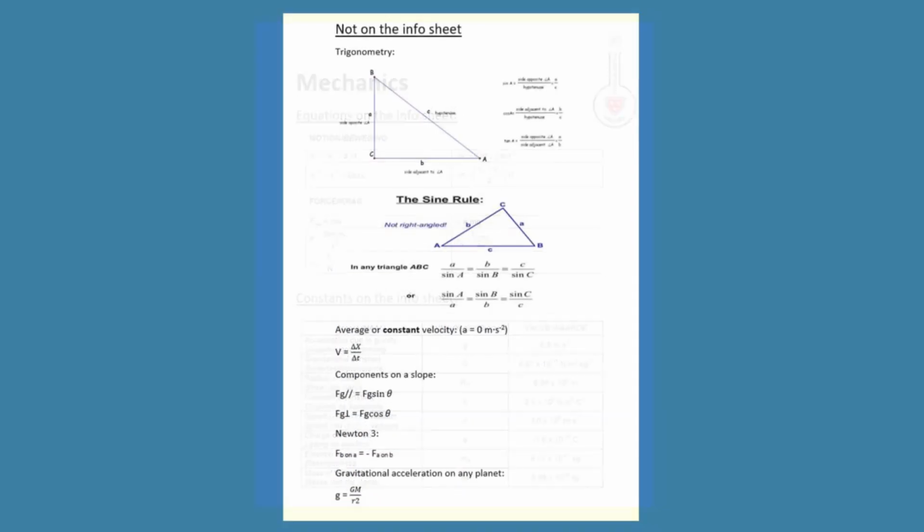In this section, there are a couple of things that are not on the information sheet. Firstly, your trigonometry is not on the information sheet. So please, I know this is like cross-subject breeding or whatever you want to call it, but you need to make sure you understand the basic rules of trigonometry.